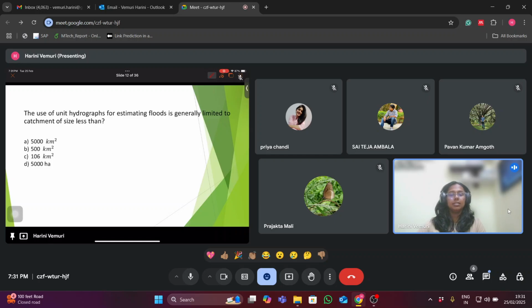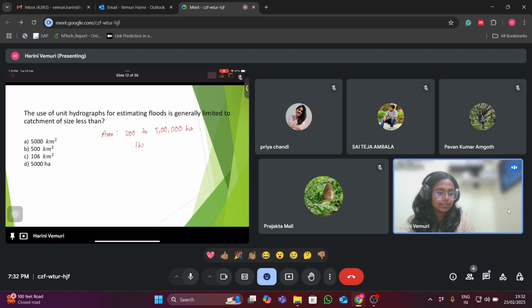So the next question is, the use of unit hydrograph for estimating floods is generally limited to catchment of size less than option A 5,000 kilometers square, option B 500 kilometers square, option C 10^6 kilometers square, option D 5,000 hectares. As we have discussed, the area should be within 200 to 5 lakh hectares, right? But the answers are given in terms of kilometer square.